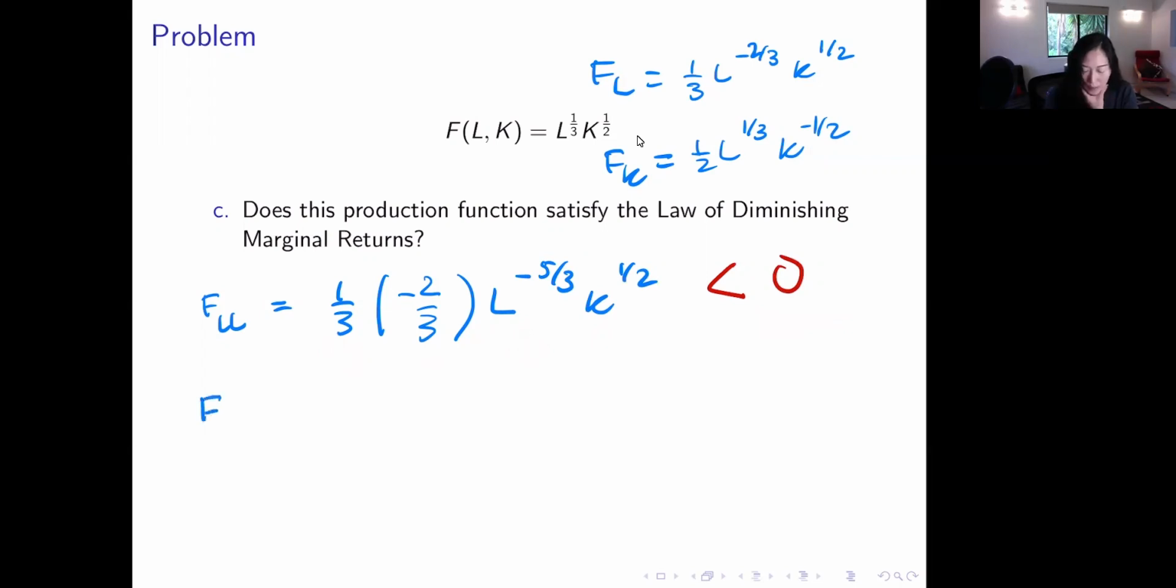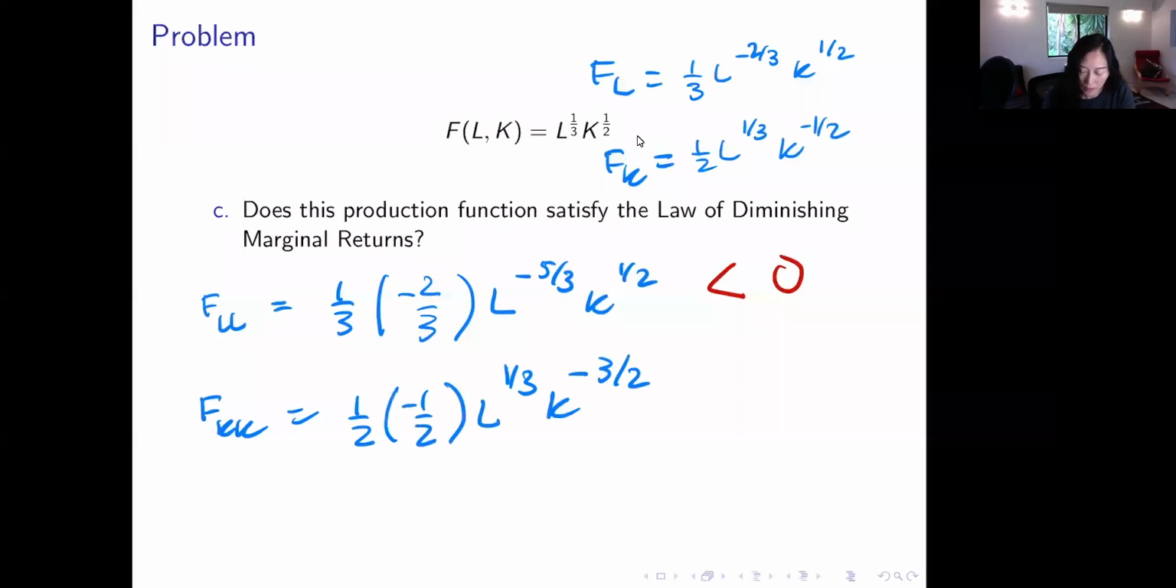Do the same to FKK. Now take the derivative of this function with respect to K. And we get 1/2 times -1/2 times L to the power 1/3 times K to the power -3/2. Positive, negative, positive, positive. So this FKK is also negative. So we have both FLL and FKK less than 0, so we have the law of diminishing marginal return.